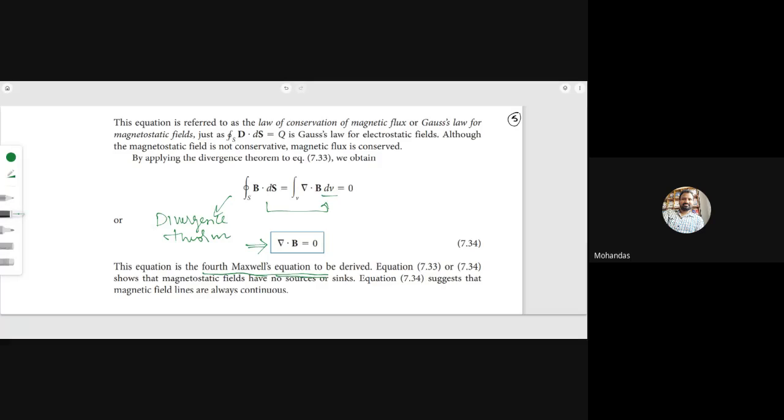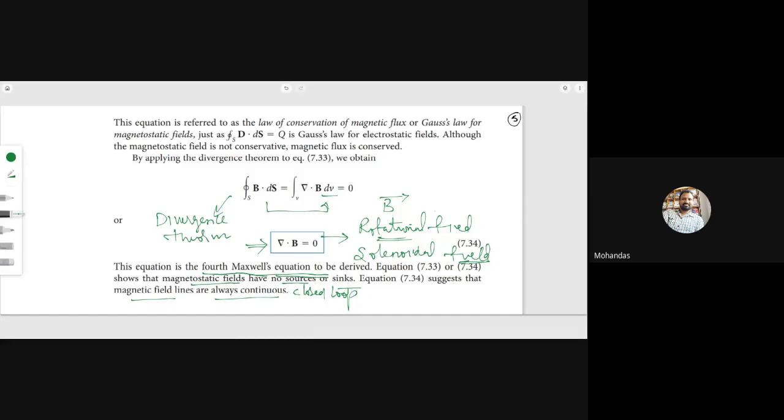Magnetostatic fields have no sources and no sinks, and magnetic flux lines are always continuous, meaning continuous closed loops. If the divergence equals 0, this type of field is known as a solenoidal field. So magnetic field B is known as a solenoidal field.